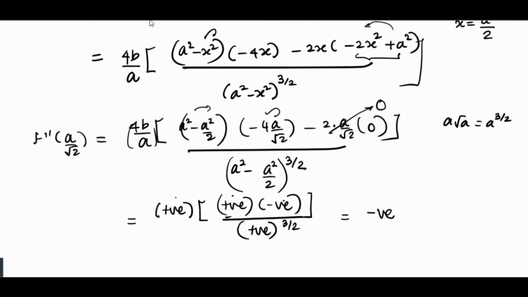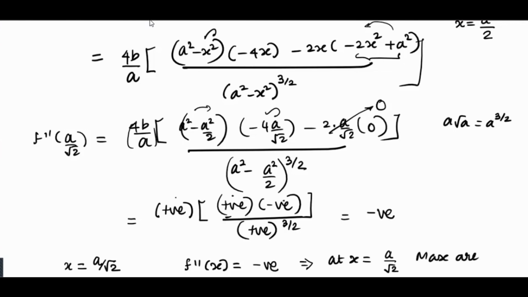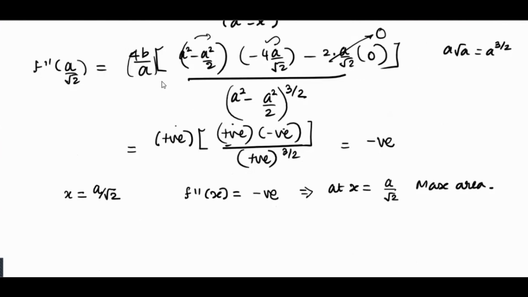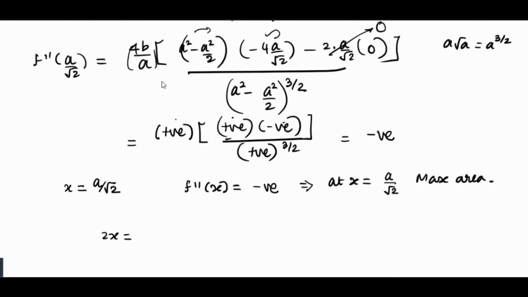So what we have found is that when x is equal to a by root 2, the second derivative f double dash of x is negative. That indicates that at x equal to a by root 2, we have the maximum possible area. From here on, we can substitute and find 2x, just like in the previous question. 2x, the length, would be equal to root 2 of a, and the breadth 2y is equal to root 2 of b.